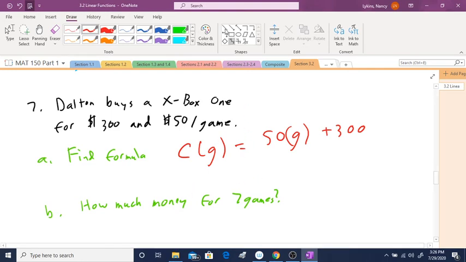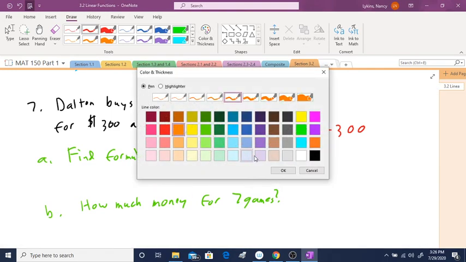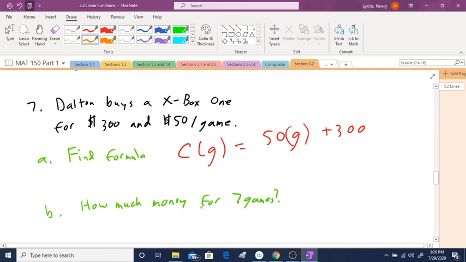So part B, it's asking, okay, how much will it cost him for 7 games? Well, the cost value for 7 games, the G we know is 7, so I'm going to say 50 times 7 plus 300.